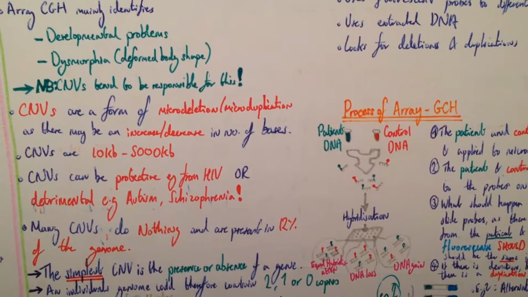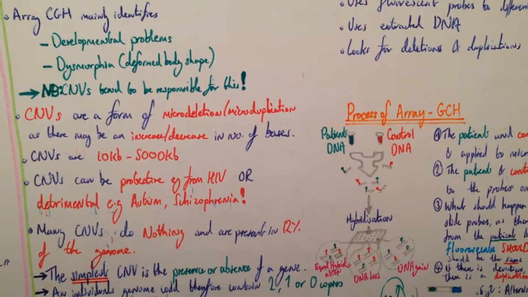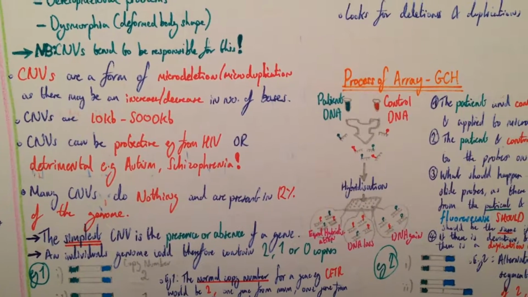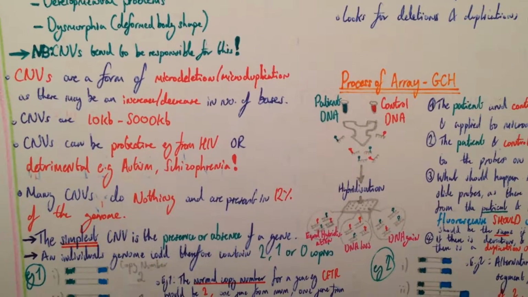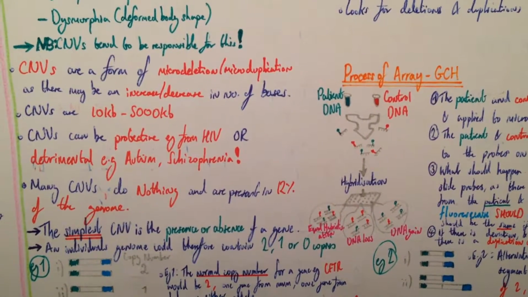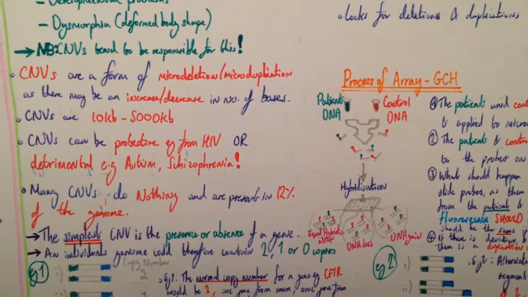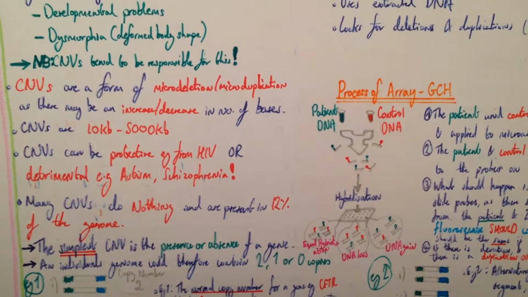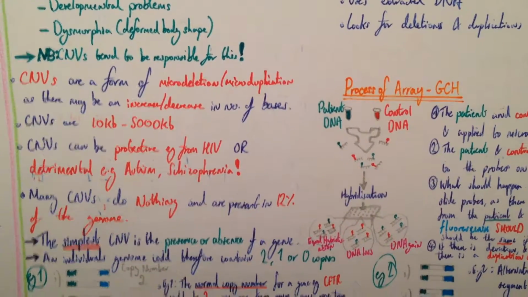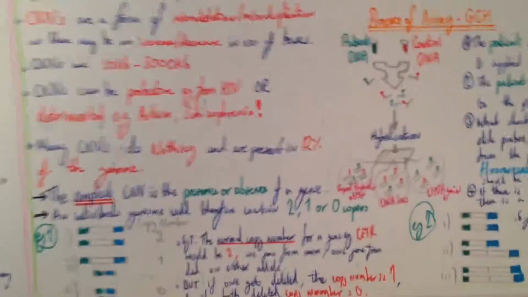Copy number variants are a form of microdeletion and microduplication, as there may be an increase or decrease in the number of bases. So copy number variants are 10 kilobases to 5,000 kilobases. Copy number variants can be protective, e.g. from HIV, or detrimental, e.g. may lead to the cause of autism or schizophrenia. Many CNVs do nothing and make up 12% of the genome, so most of them do nothing.